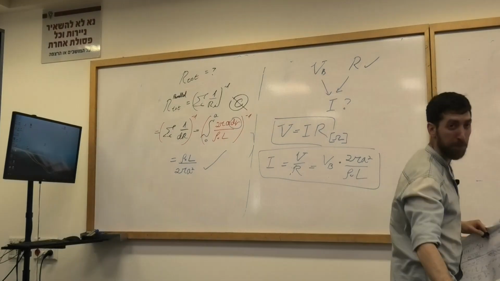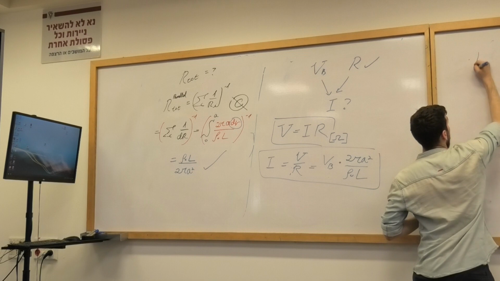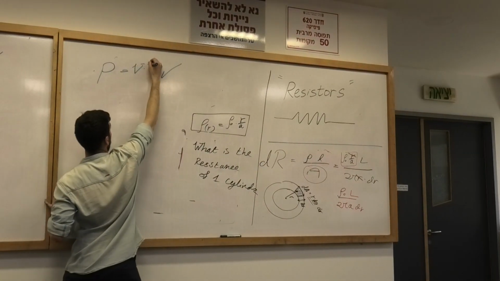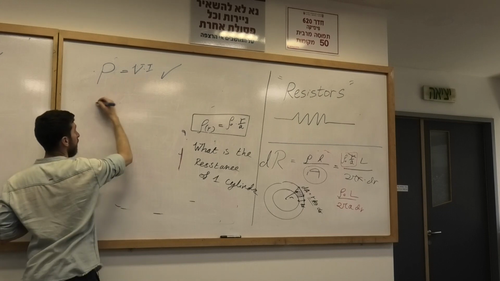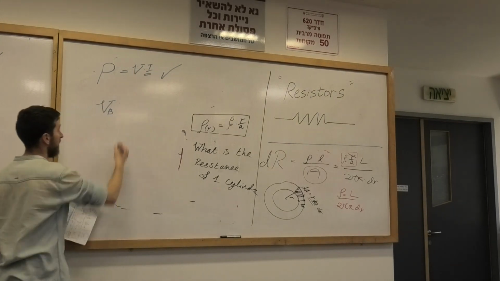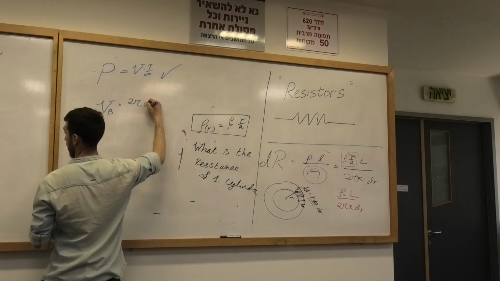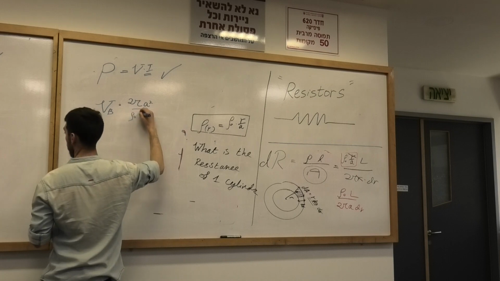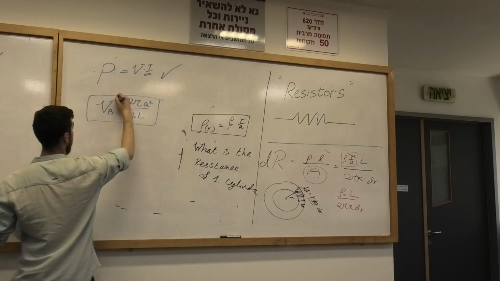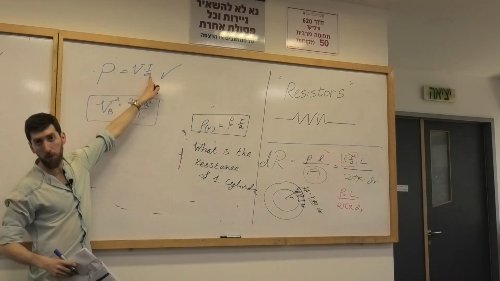What is the formula for the power? The formula for the power is P equals V multiplied by I, and we know that V is the voltage of the battery. We know that I is the current, right? This current is 2 pi A square rho, right? And we have here V_B squared, because we have one from here and one from the current itself.